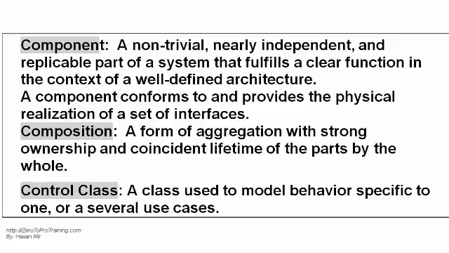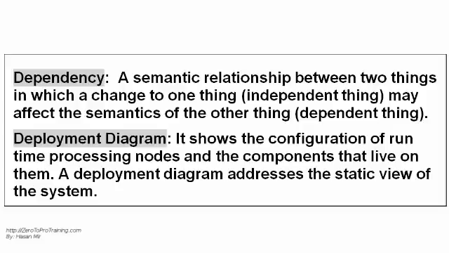Control class, a class used to model behavior specific to one, or several use cases. Next. Dependency, a semantic relationship between two things in which a change to one thing, the independent thing, may affect the semantics of the other thing, the dependent thing. Deployment diagram. It shows the configuration of runtime processing nodes and the components that live on them.